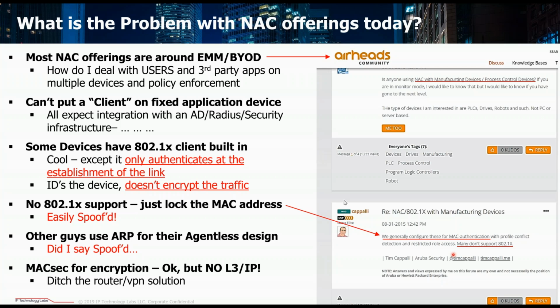And maybe it's got one built into it, and that's all good and well. But the way 802.1x works is, well, it only authenticates at the establishment of the link. So you've got a hijacking problem with that. And of course, no data is encrypted anyways. So this is just admission to the network, not really securing your data and keeping it private.